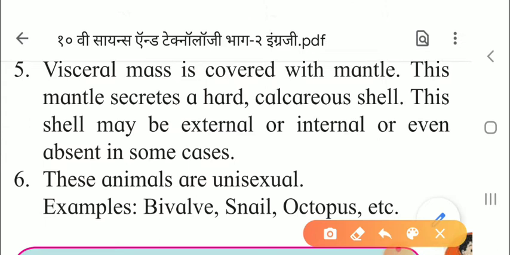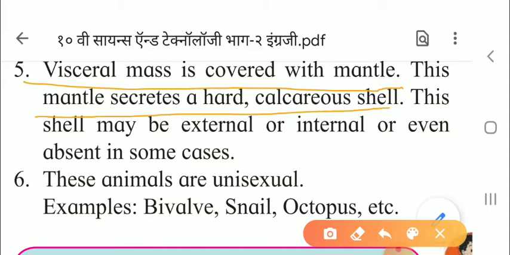So, this point you have to learn. What is mantle, children? Mantle is the hard calcareous covering that is in the form of shell. This mantle secretes a hard calcareous shell, and this shell may be external or internal. Even sometimes it is absent in some cases. These animals are unisexual. Unisexual means either the male is there or the female is there. The examples are bivalve, snail, octopus, etc.